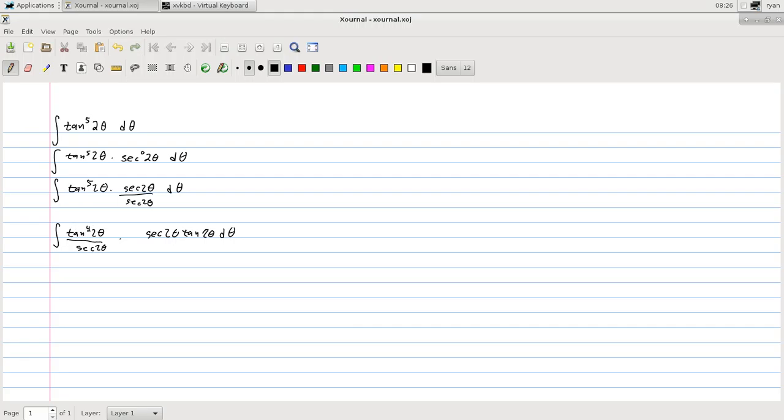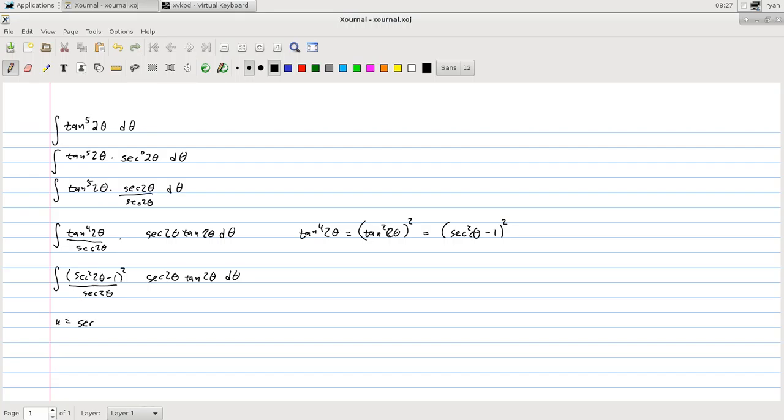So remember here we have a tangent to the fourth 2 theta. It's the same thing as tangent squared 2 theta, squared. And we can replace that tangent squared with secant squared 2 theta minus 1, and that's squared. So that's what we have in our numerator. So this becomes the integral of secant squared 2 theta minus 1, all squared, divided by secant 2 theta times secant 2 theta tangent 2 theta d theta. We've converted to secants, so now we'll do the substitution.